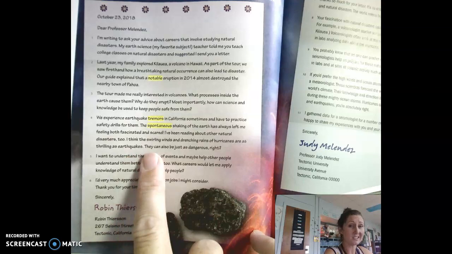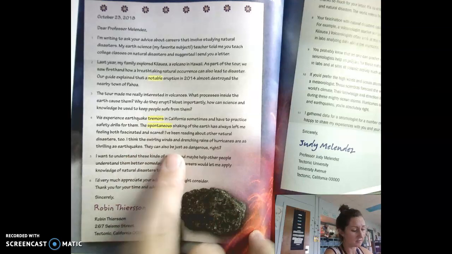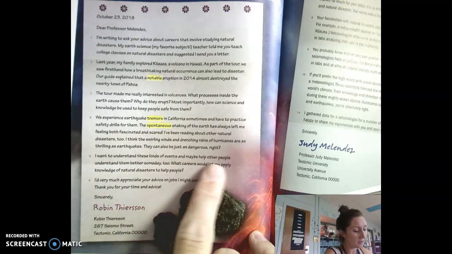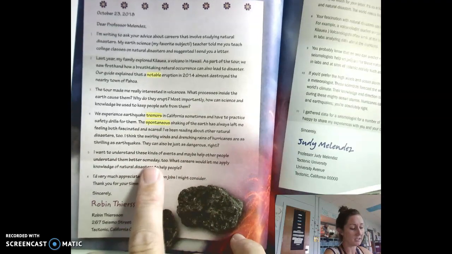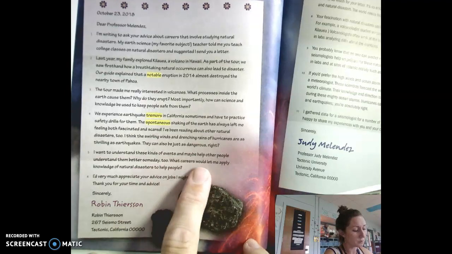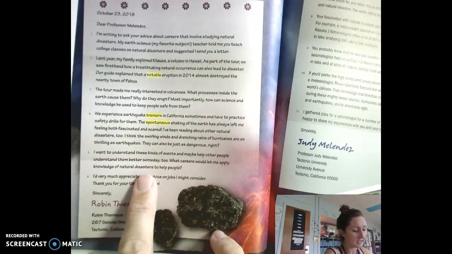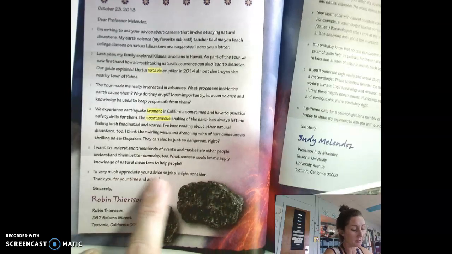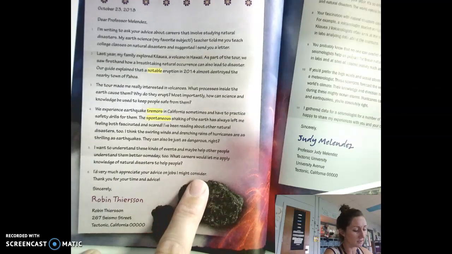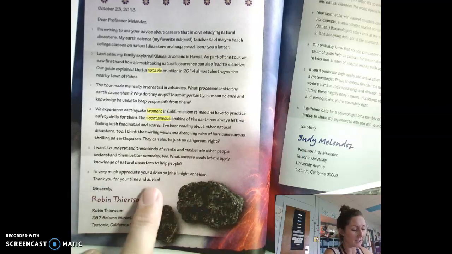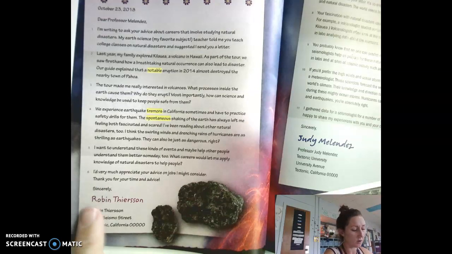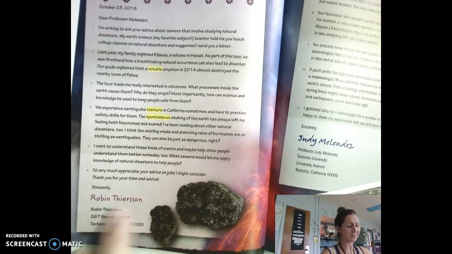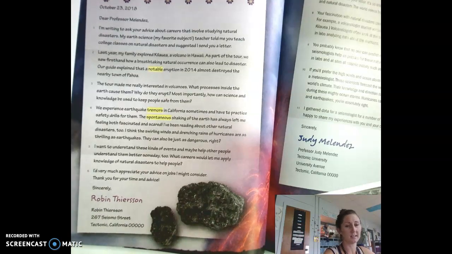They can also be just as dangerous, right? I want to understand these kinds of events and maybe help other people understand them better someday too. What careers would let me apply knowledge of natural disasters to help people? I'd very much appreciate your advice on jobs I might consider. Thank you for your time and advice. Sincerely, Robin Thierson. And then she goes on to give her address that they can send a letter back to.